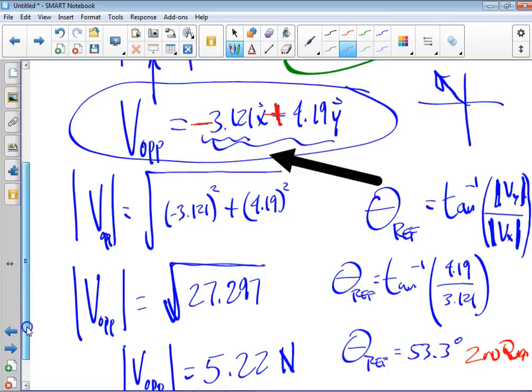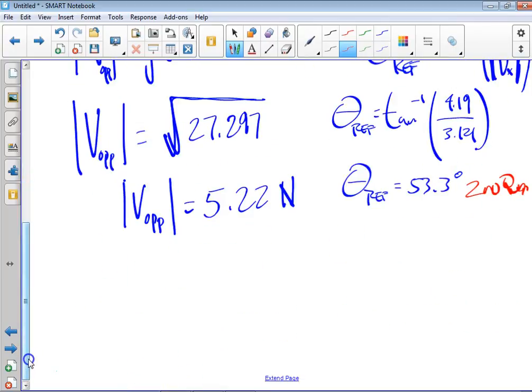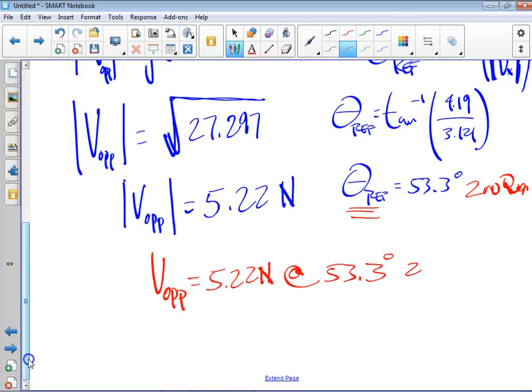Now you could also, if you want, not give it as a reference angle. So in other words, you could write this two ways. You could say this opposite vector that we're looking for has a magnitude of 5.22 newtons at, you could write 53.3 degrees second quadrant. But I don't think that's going to work super well on this next thing because of the way that the apparatus is set up. So I would like this angle not as a reference angle.